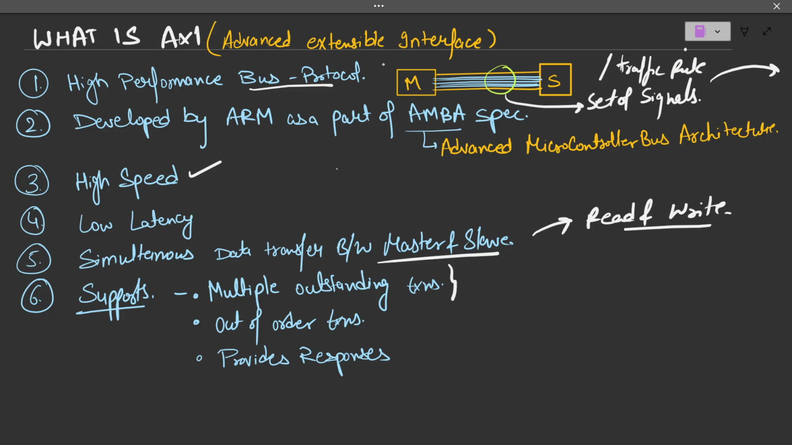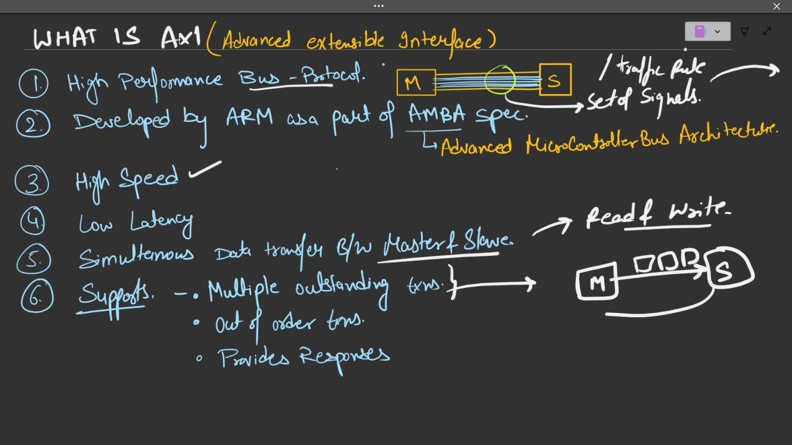It supports outstanding transactions. When we say outstanding transactions, that means the master can send a lot of requests to the slave, and the slave can process those one by one. Meanwhile the master can send another request, so the requests can be queued. So these are outstanding transactions.